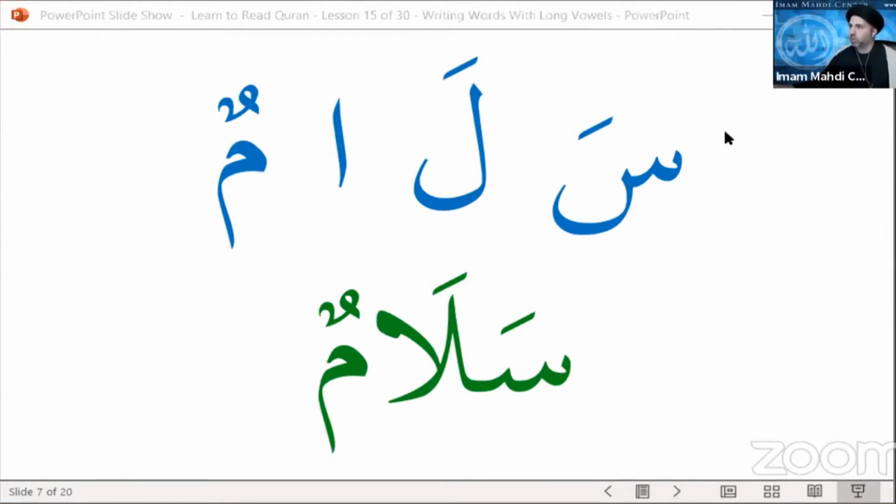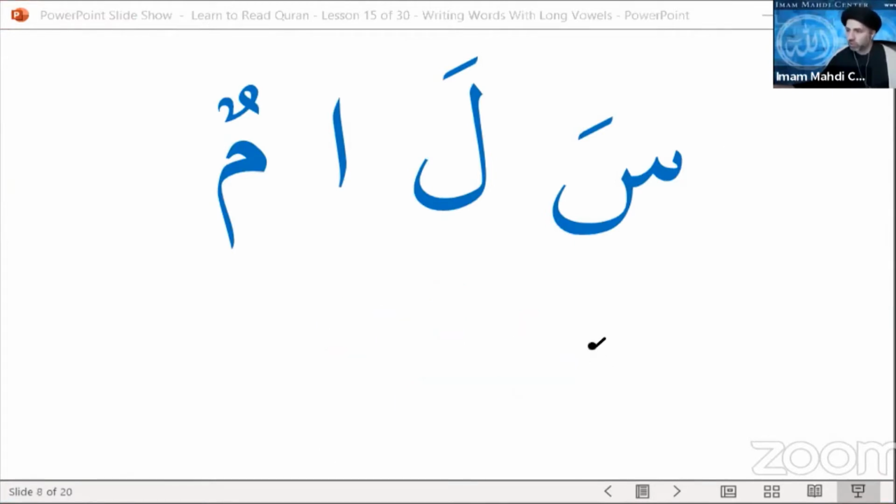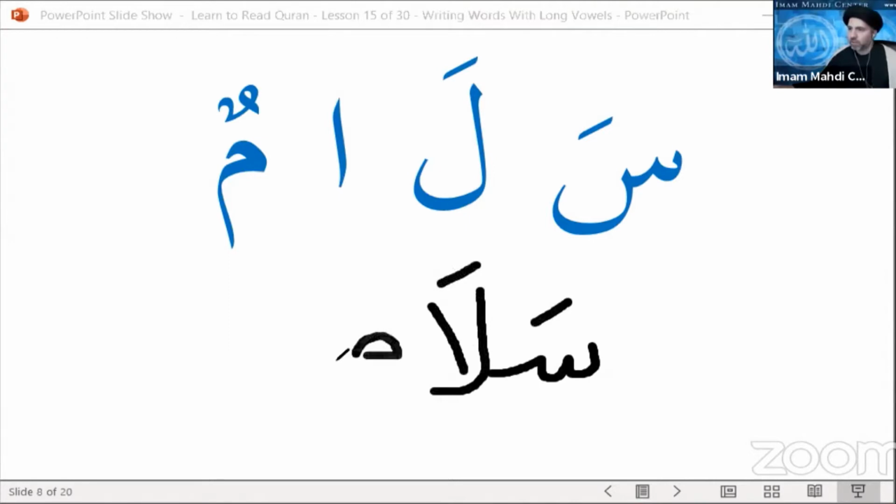And now we're going to write it ourselves. So we write the lowercase seen, which is 1 curve, 2 curve, and then a small extension. Then we connect the lam to it, and then we write the alif inside the lam. And of course the seen had a fatha, the lam had a fatha. And then we write our mim with our 2 dhammas. And like we said, you can either write the 2 dhammas like in this form, or you can write it in the shorthand as it's written up here. So here we have the word salamun, salamun.